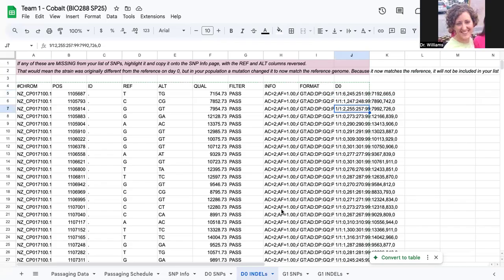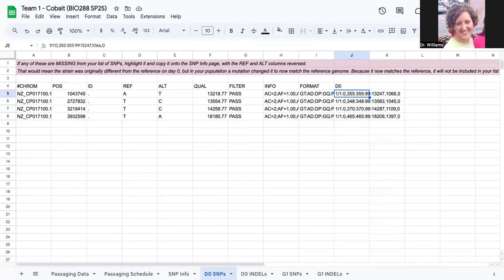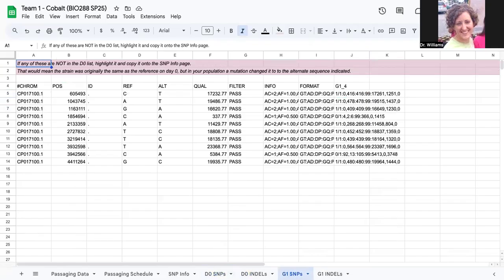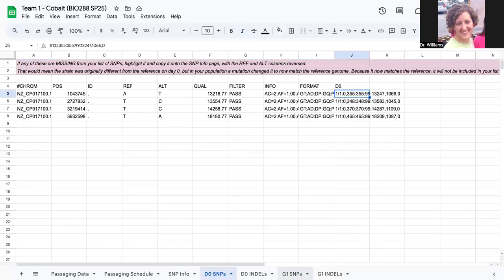All right, so now why do we have 4 pages of mutations and not just 2? So these first 2 pages are day 0, and these last 2 pages are the final population, so roughly day 21, specific to your group. I have different little notes at the top of each of these pages to help you understand what to do.